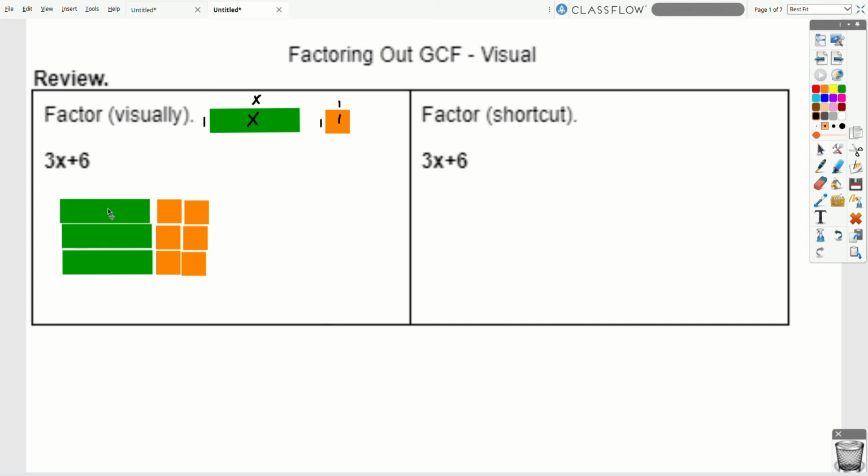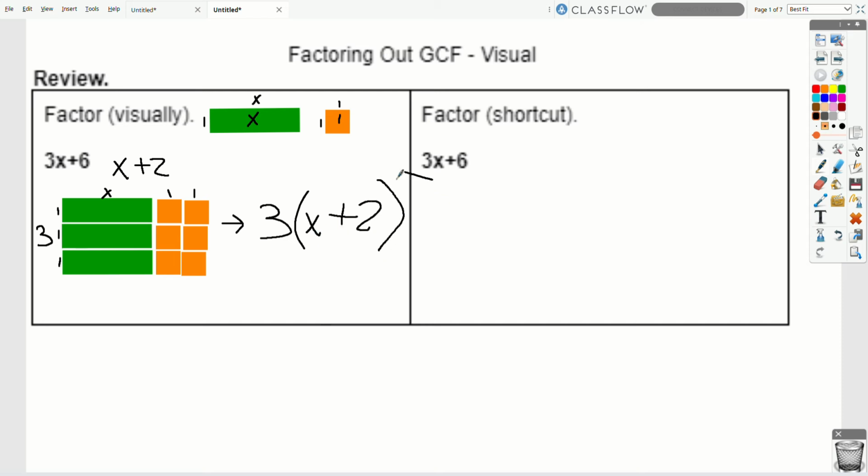And so we remember that the factored form is the base and height. And so let's go ahead and count this side here. This is 1, this is 1, this is 1. So that's going to be 3. And then we remember this side is x. And then this is 1, 1. So that makes this whole side x plus 2. So we factored this into 3 times x plus 2.